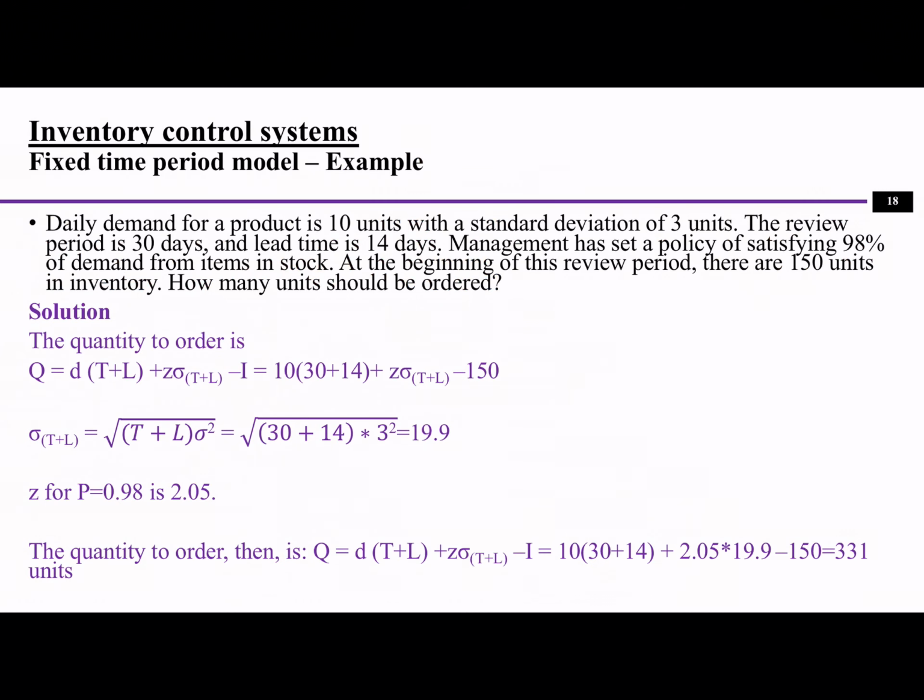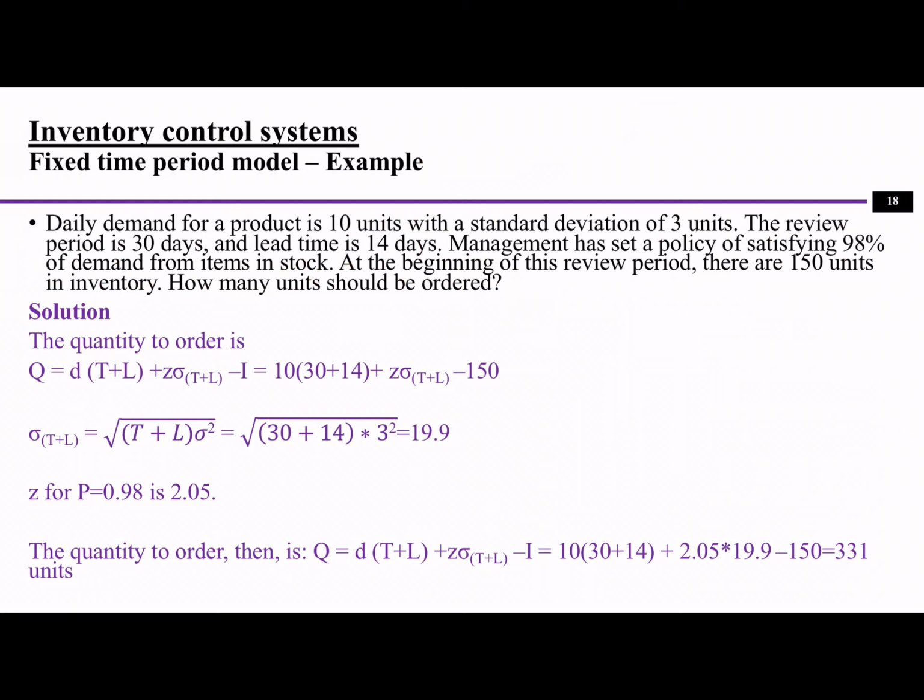All right, now let's look at another example to demonstrate this. The daily demand for a product is 10 units with a standard deviation of 3 units. The review period is 30 days, and the lead time is 14 days. Management has set a policy of satisfying 98% of demand from items in stock, so we can find a Z for the 98% service level. At the beginning of this review period, there are 150 units in inventory. How many units should be ordered?